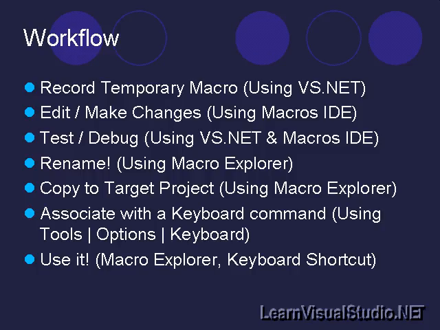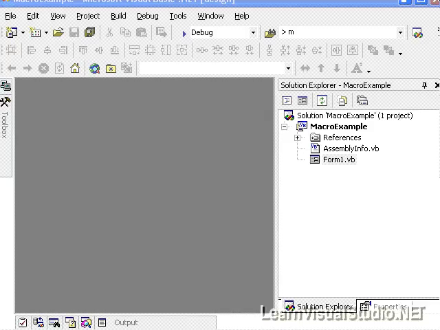Then come some fun things. What you can do is associate it with a keyboard command using the Tools Options Keyboard Properties window. And I'm also going to show you in this video how to associate it with an icon on the toolbar, and you'll even be able to create your own icon. It's pretty cool stuff. And then finally, you'll want to use it, and there's a number of different ways to activate your macro. And of course, we'll show you how to do that too. So let's go ahead and get started.